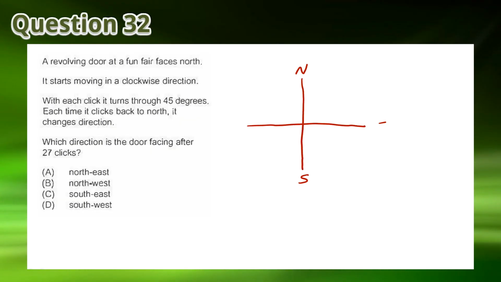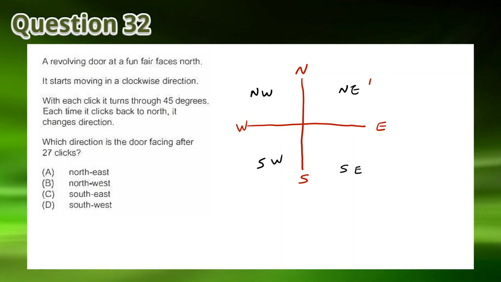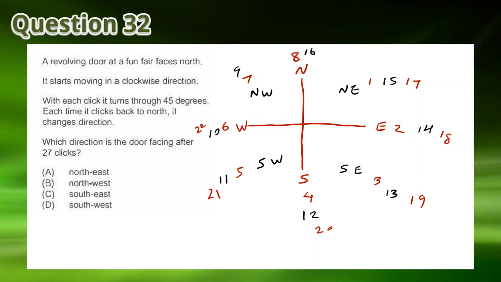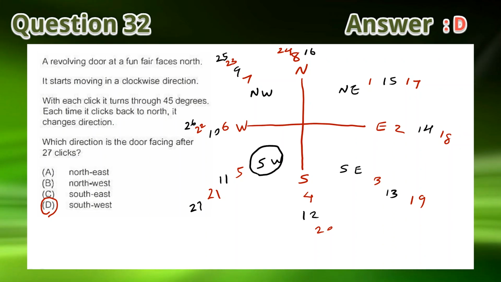We can draw the compass points and mark each click with the numbers 1 through to 27. Eventually, we find that the 27th click is in the southwest direction, so the answer is D.